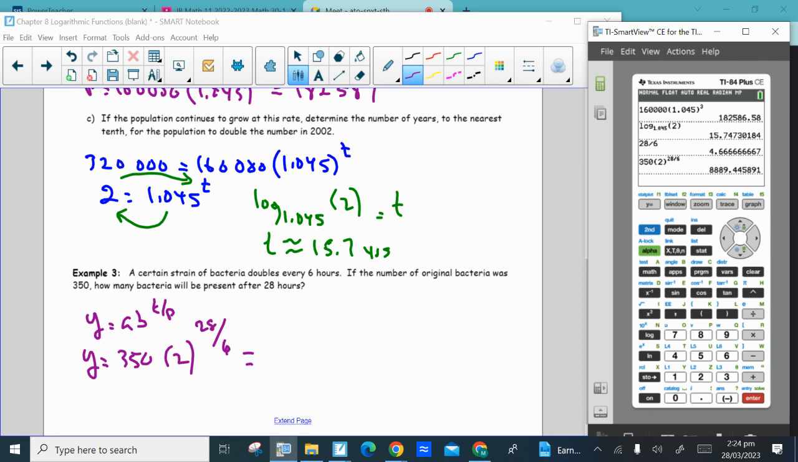Okay. So if we round to the nearest bacteria, approximately 88, 89.